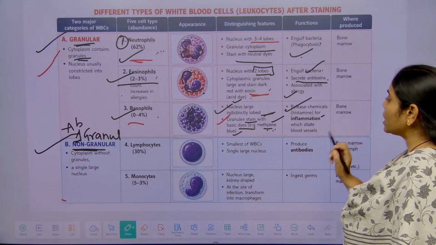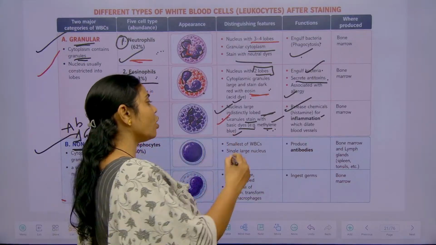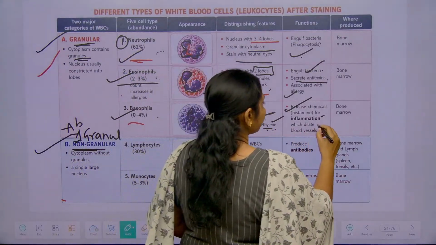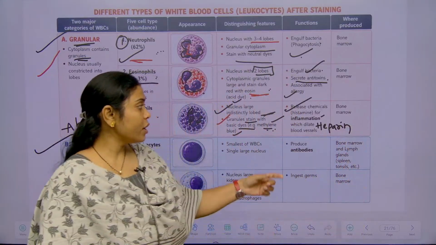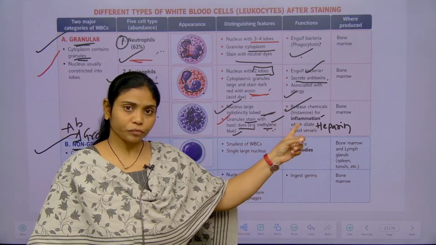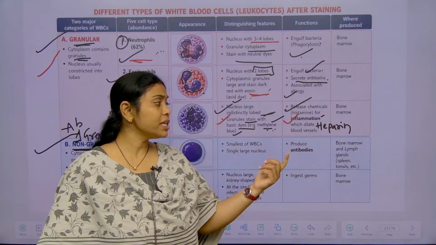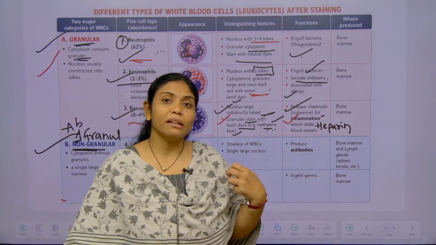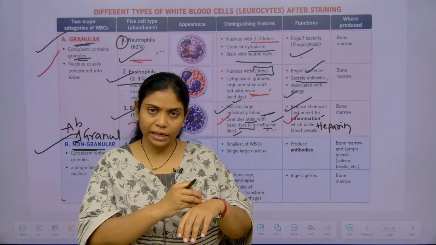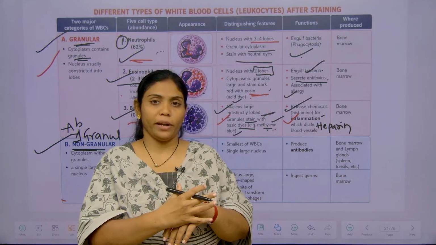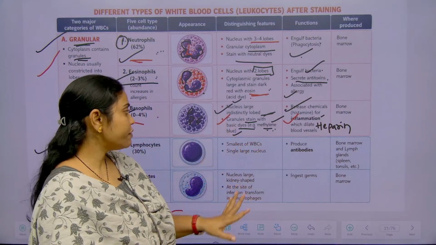And these basophils are secreting what? Histamine. Along with the histamine it also secretes heparin. Histamine mainly helps in inflammation. What is inflammation? Whenever we get hurt, you might have seen that the skin gets swollen. That we call inflammation. In the next slide we will discuss it very briefly.